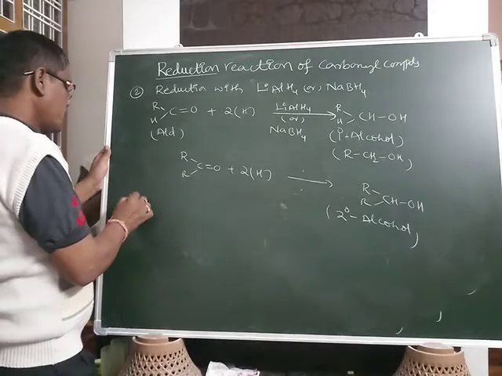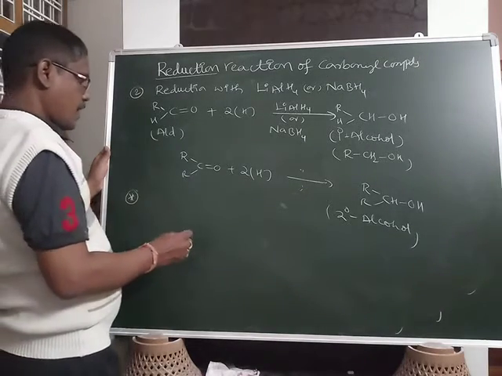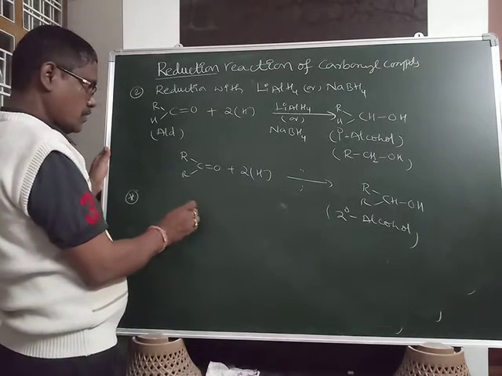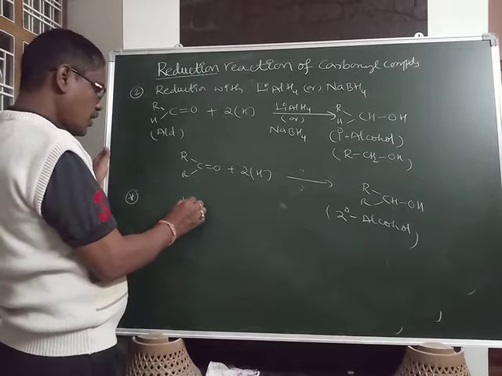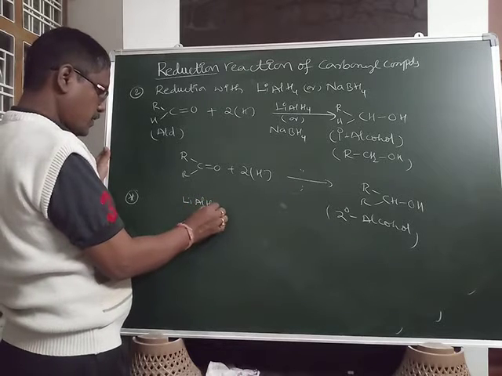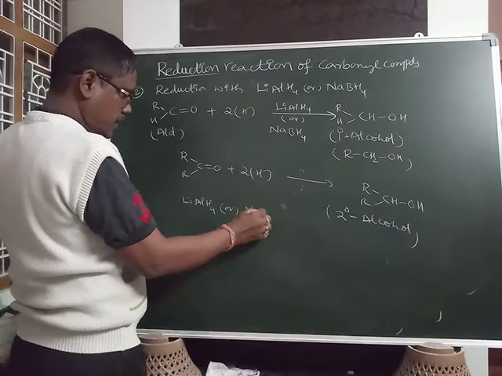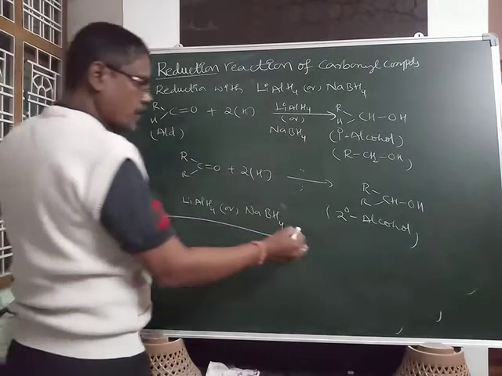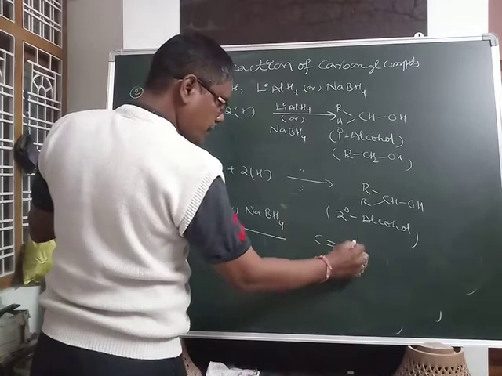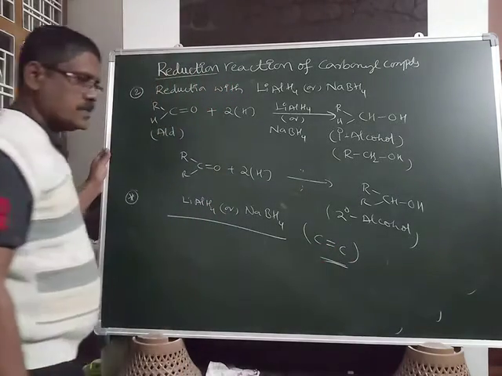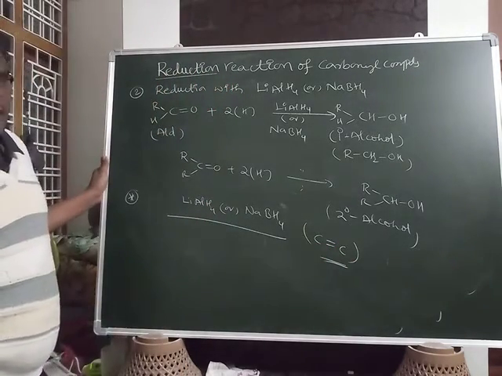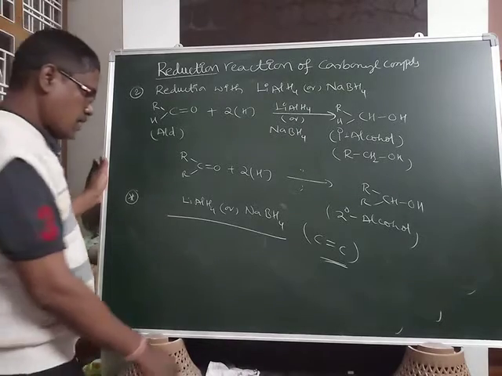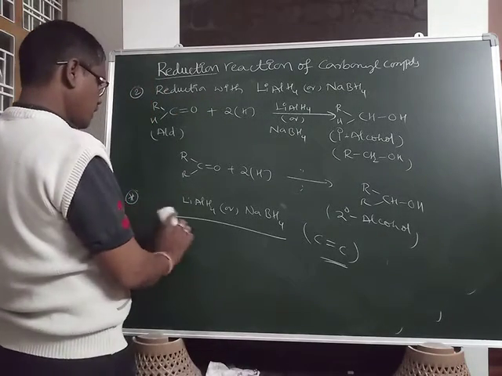Okay, one important thing: lithium aluminum hydride and sodium borohydride will not reduce C double bond C groups. That's why I am showing this one.